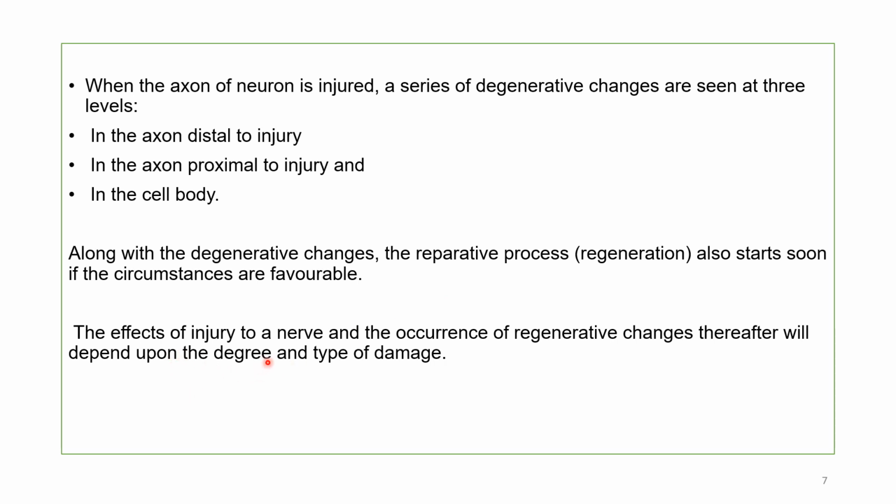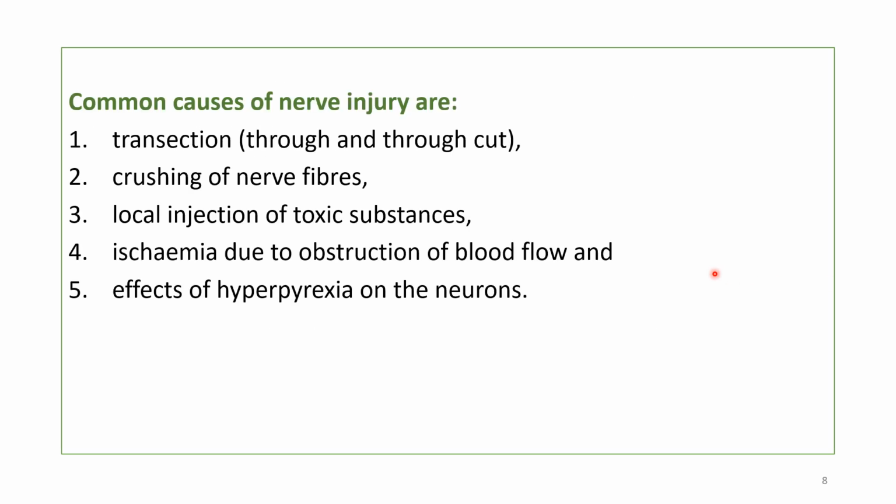The effects of injury to a nerve and the occurrence of regeneration thereafter will depend upon the degree and type of the damage. What are the common causes of nerve injury? First, it may be a transection, or crushing of the nerve fibers, or local injection of toxic substances, or ischemia due to obstruction of blood flow, and hyperpyrexia, the effects of increased temperature on the neurons.